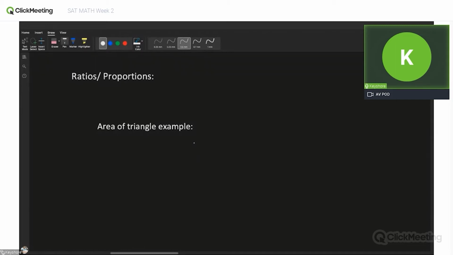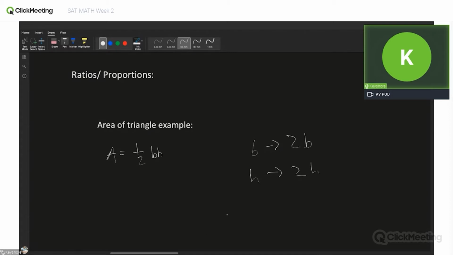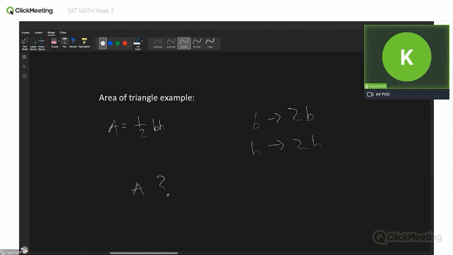So let's use the area of a triangle as an example. The area of a triangle is 1/2 base times height. Let's say it's just a regular right triangle. Let's say we multiply the base by 2, so our base turns into twice its base, and our height gets doubled too. What happens to our area? You can go ahead and put it in the chat. Do you think it'll get cut in half? Do you think it'll get multiplied by 2? Do you think it'll increase by 4? Whatever you're thinking, you can put it in the chat.